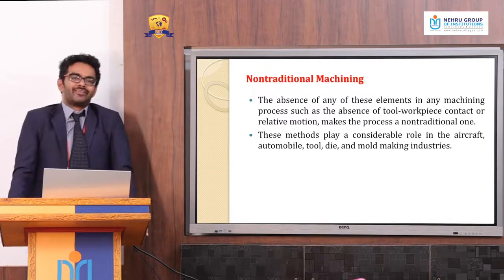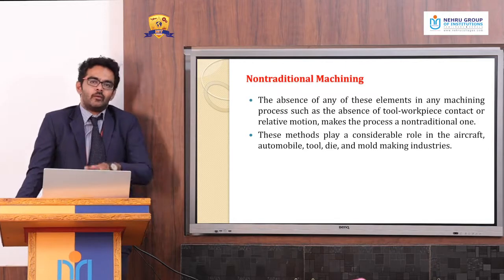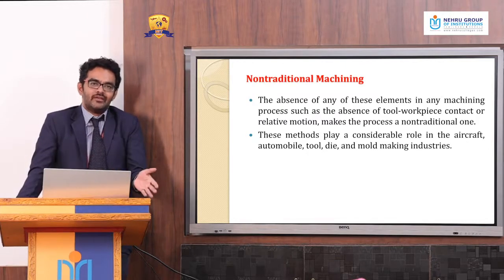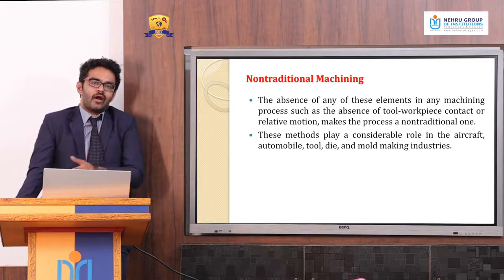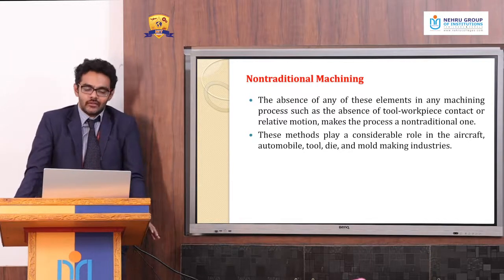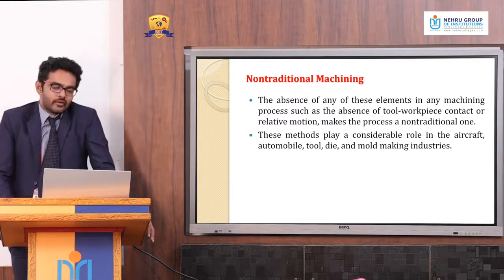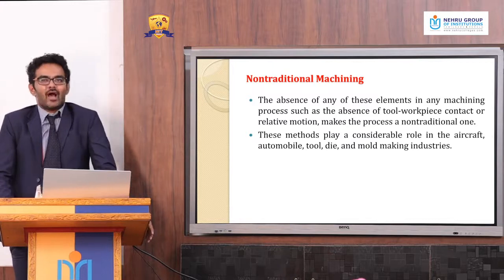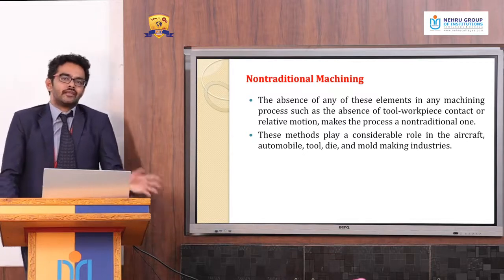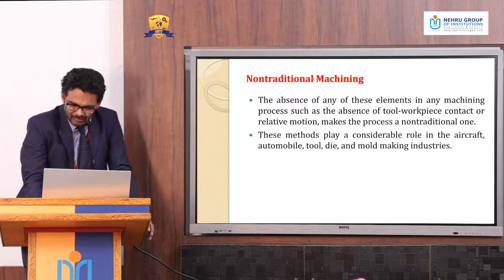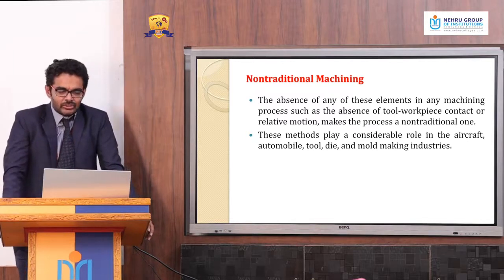So why do we prefer the non-traditional machining processes? The important thing is the invention of new materials, so the hardness and everything is increased. That's why we go for non-traditional machining processes.